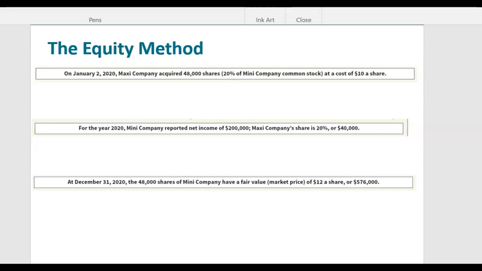and therefore it's going to use the equity method. We're doing the books from Maxi's perspective, so when Maxi makes this investment, they're debiting equity investments and crediting cash, of course, for $480,000.